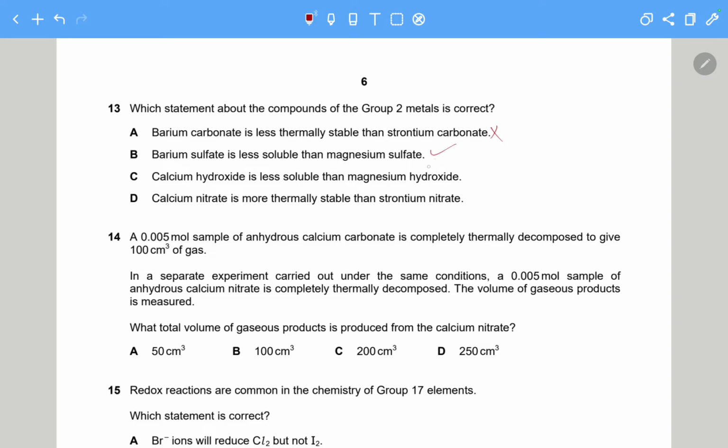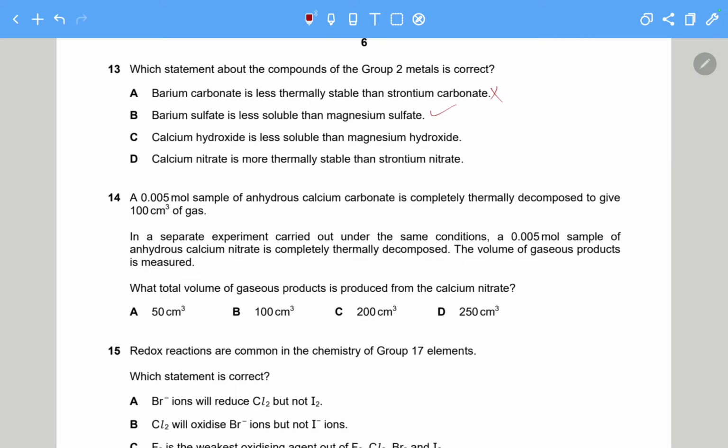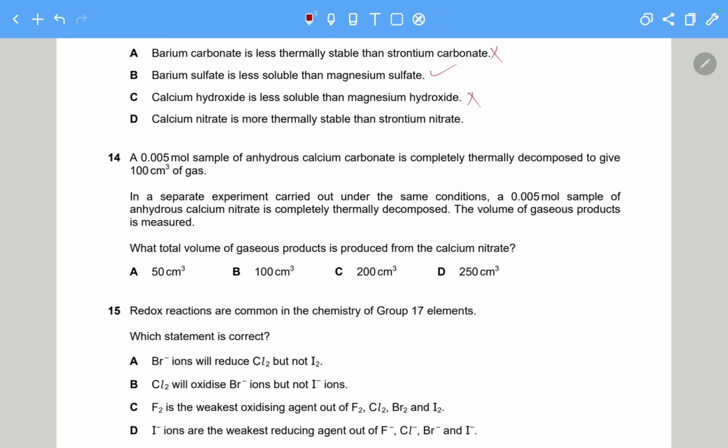Barium sulfate is less soluble than magnesium sulfate. This is correct because the solubility of sulfates decreases down the group, and therefore barium sulfate will be less soluble than magnesium sulfate. And calcium hydroxide is less soluble than magnesium hydroxide. This is wrong because calcium is below magnesium in the periodic table, and the solubility of the hydroxides increases down the group.